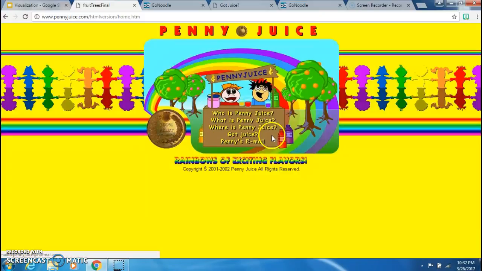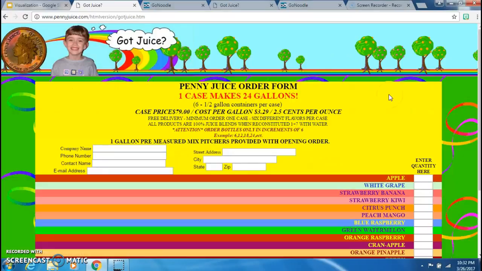There is a grouping here of other selections that you can make, but I still feel a little confused as to what this website is all about. It turns out, once I clicked on Got Juice, that this is a place that you can order healthy juice varieties from this company. Their products are 100% juice blends or reconstituted at 1+2 with water.